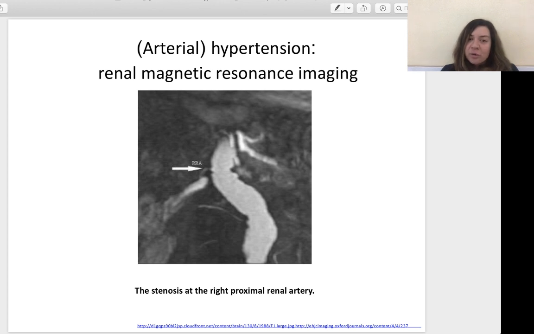Additionally, more rarely, we can use renal magnetic resonance imaging. Usually in most patients ultrasound with Doppler is enough, but sometimes we need MRI to detail some structures and to confirm some moments.